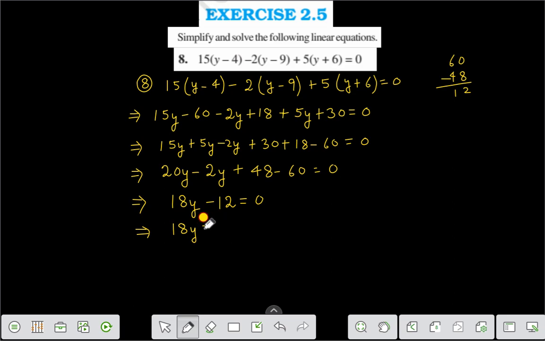is equal to 12. Or you can write here as y is equal to, dividing both sides by 18, we are getting 12 by 18. If we divide, 2 sixes are 12, 2 nines are 18, again by 3, 3 twos are 6, 3 threes are 9, or y is equal to 2 by 3, 2 by 3, and that is the answer.